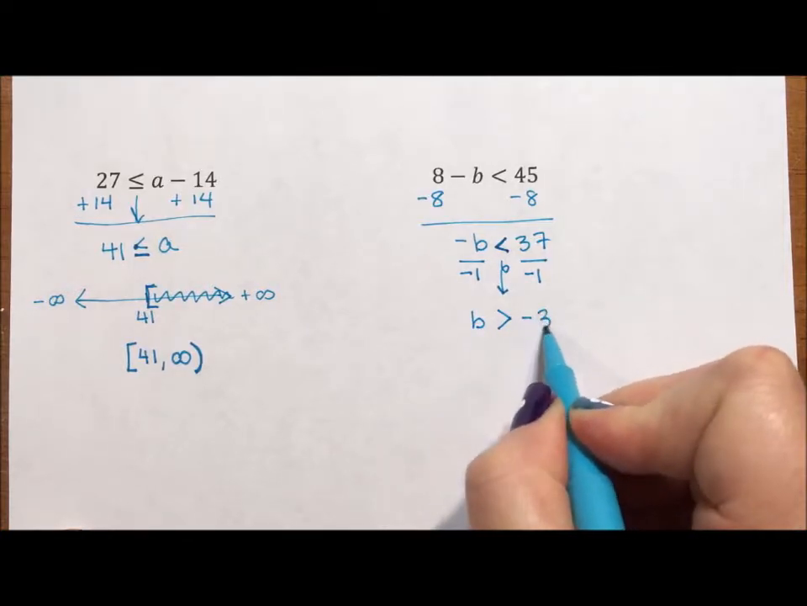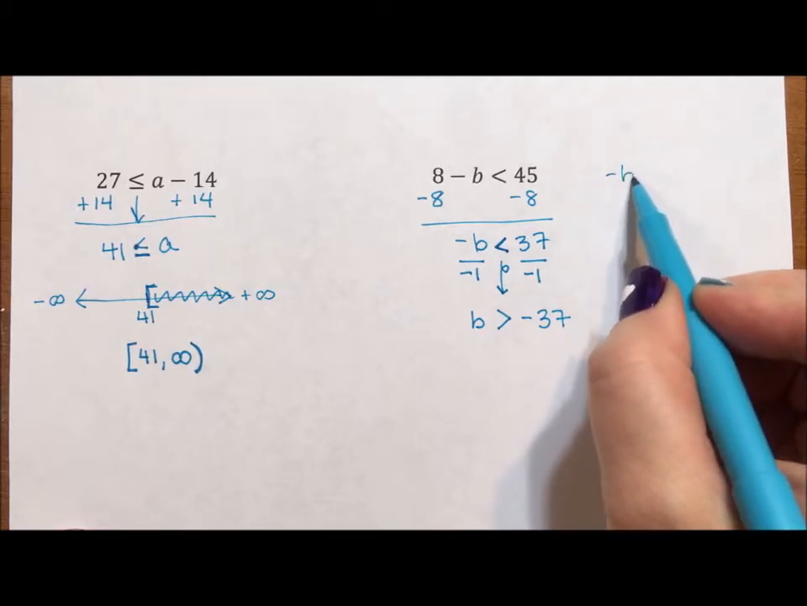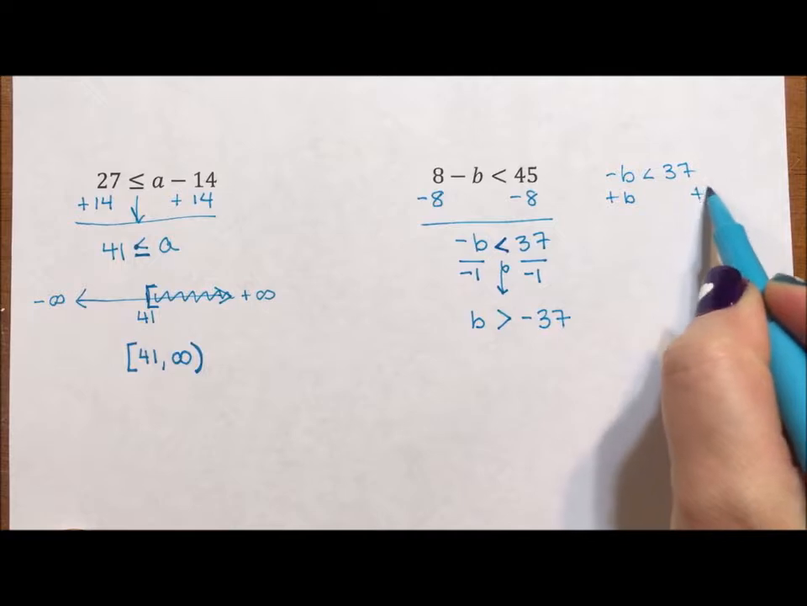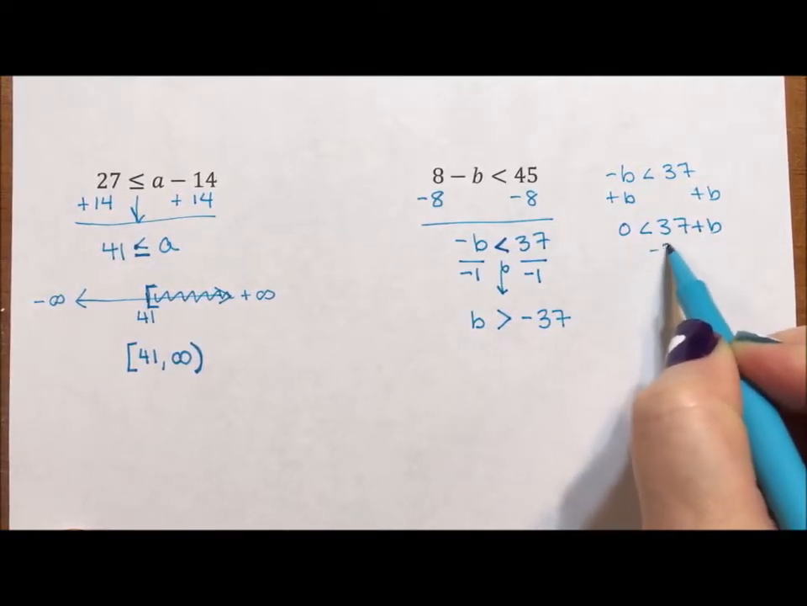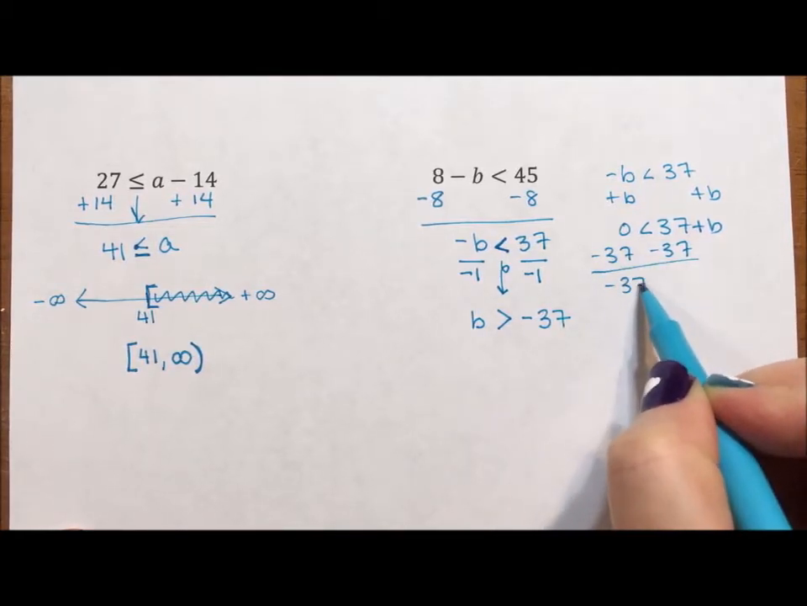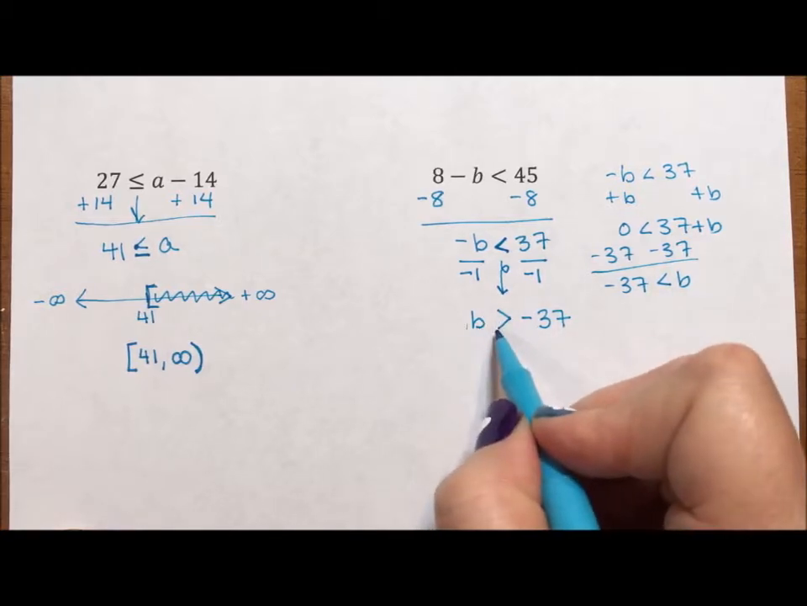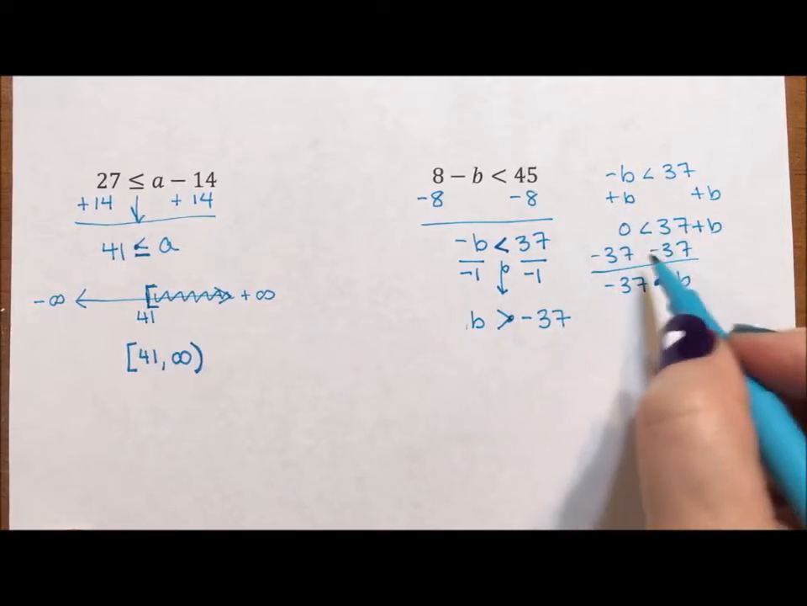and then b becomes a negative 37. The reason this works is if I have negative b is less than 37 and I add b to both sides to make it positive, I have 0 is less than 37 plus b. I subtract 37 from both sides. Negative 37 is less than b, and you'll notice b is on the big side, negative 37 is on the small side. This is the hard way to do it.